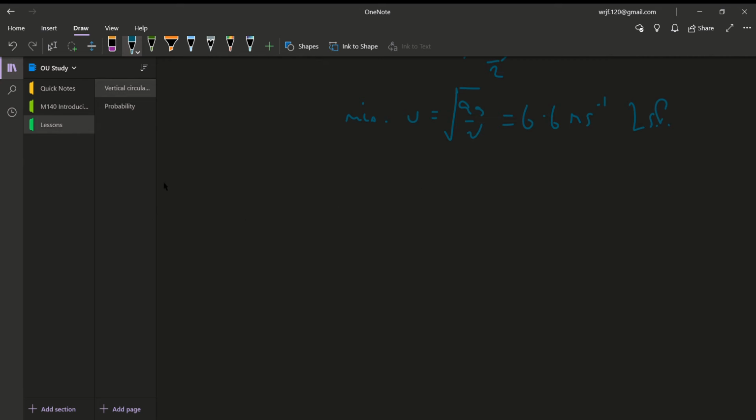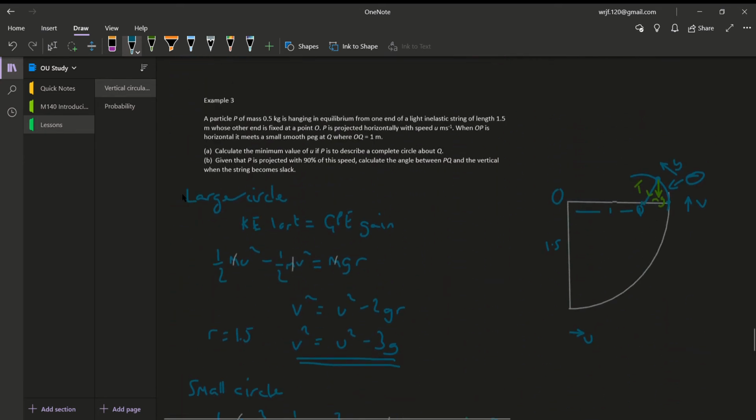So let's have a quick look at part B. Let's just whiz back up to the question and see what part B was about. Given that P is projected with 90% of the speed we've established in part A, calculate the angle between PQ and the vertical when the string becomes slack. So we're looking at this smaller circle now. We've given it less speed than it needs at the bottom of the big circle.